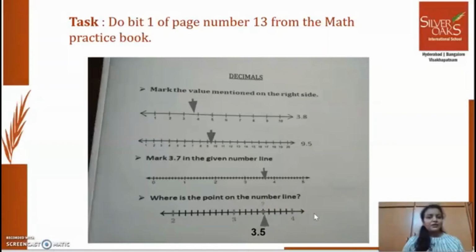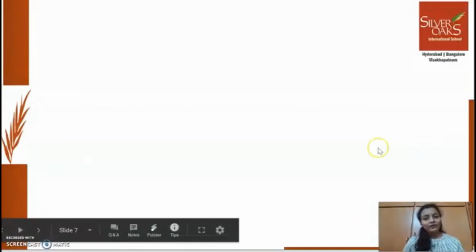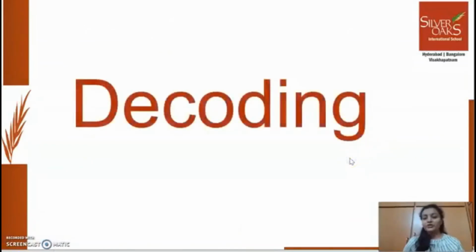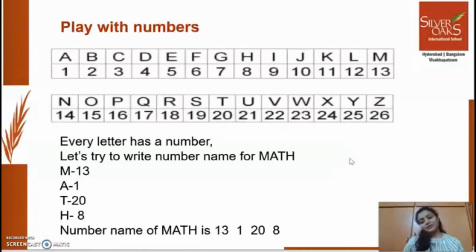No, our class has not yet done. We are left with one more topic. Do you know what it is? And this is the final topic of number sense, which is decoding. And I know you all will love it. Decoding is nothing but playing with numbers.